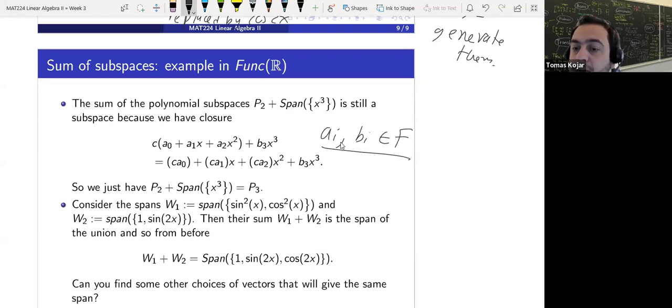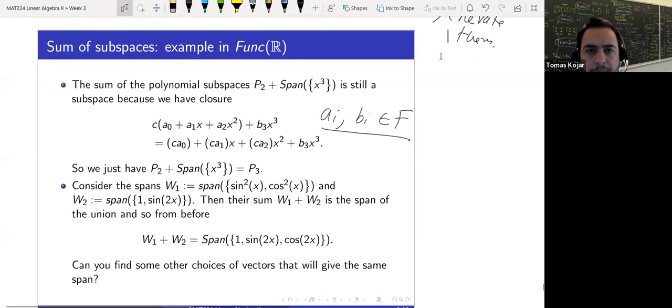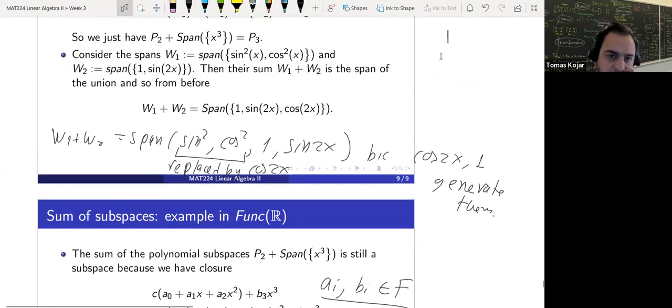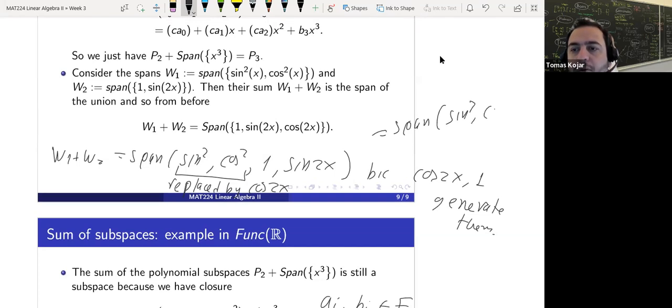Can 1 be redundant since sine plus cosine is 1? That's not true, unless you mean something else. But I think you're talking about sine squared plus cosine squared. Right. So another choice, like Meima said, is you take sine squared, cosine squared, and sine 2x. That's another choice. Yeah, absolutely. Thank you.